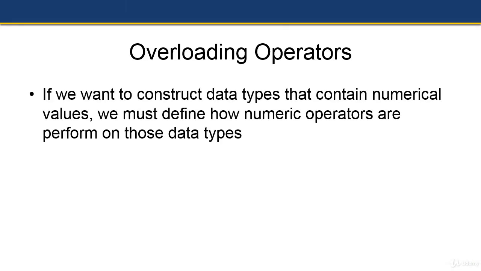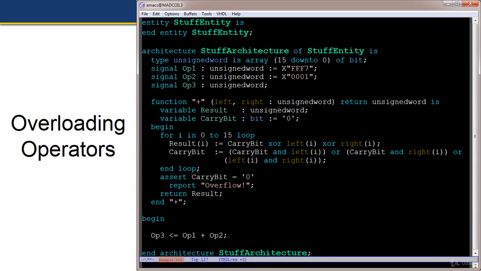If we want to be able to construct data types that contain numerical values, we have to have a way to define how these numeric operations are performed on these user-defined data types. If we define a data type called unsigned word and define it as 16 bits, we need a way to be able to add them together. So we provide a function called function "+" to perform the addition.